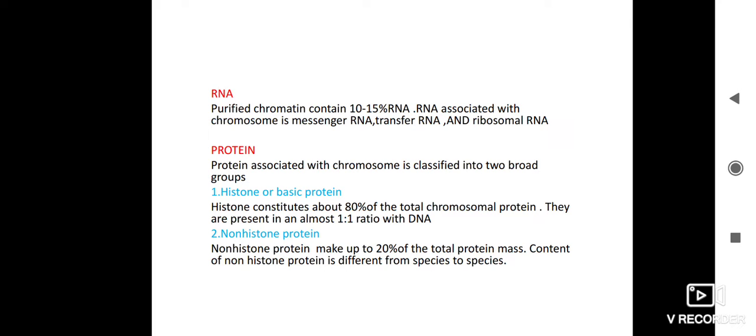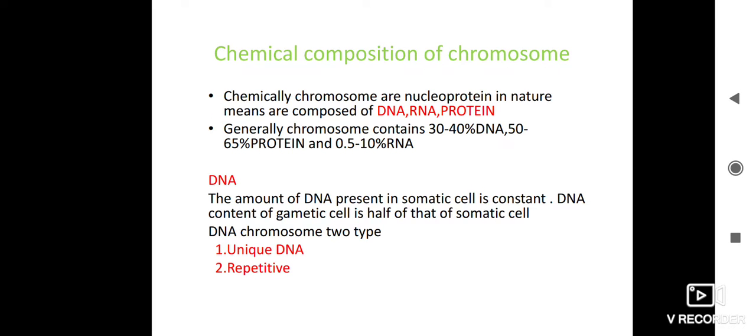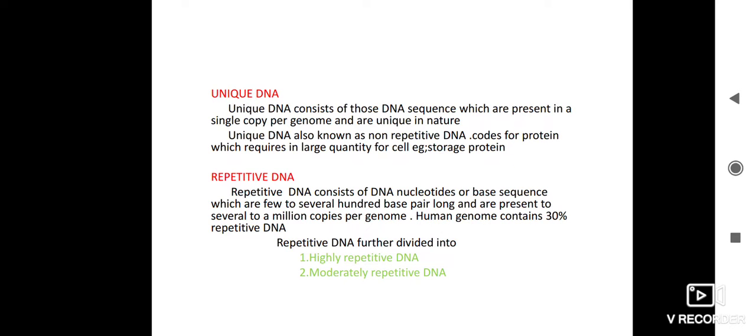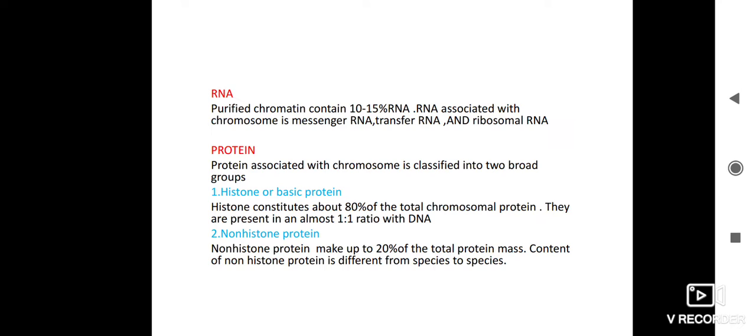Next, RNA. Chromosomes are nucleoprotein in nature, meaning composed of DNA, RNA and protein. We discussed DNA, the next is RNA. Purified chromatin contains 10 to 50% RNA. RNA associated with chromosomes includes messenger RNA, transfer RNA and ribosomal RNA.